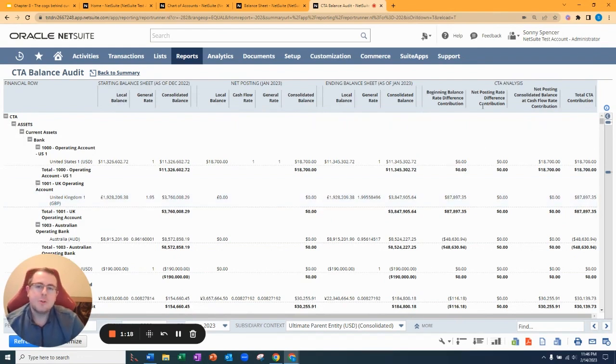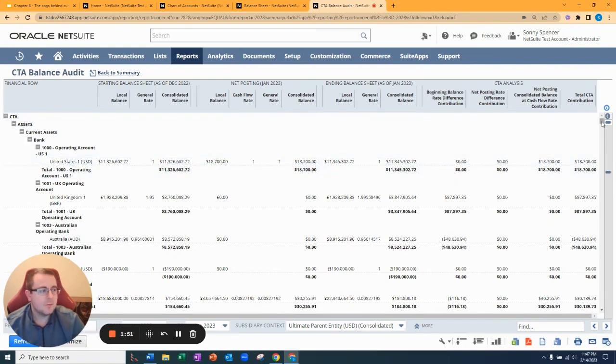Moving on to the net posting rate difference contribution. This one is very specific. It's going to look at the net posting section, in particular the local balance, and it's going to multiply that local balance value by the difference between these two exchange rates, the cash flow rate and the general rate. Now, depending upon how you have your NetSuite environment configured, you may have your cash flow rates match those for the general rate.